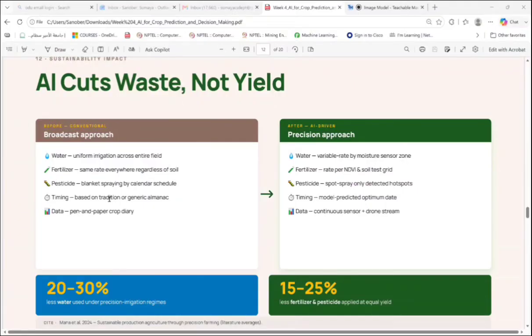The goal is not simply to use less of everything. The goal is to use the correct input in the correct place at the correct time, right? So this is why this slide emphasizes reducing waste without reducing your yield.